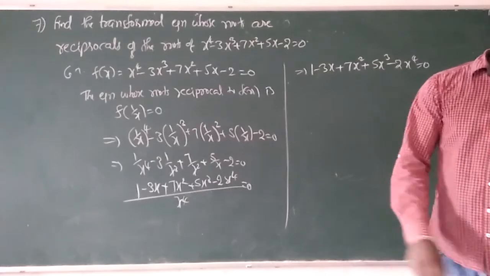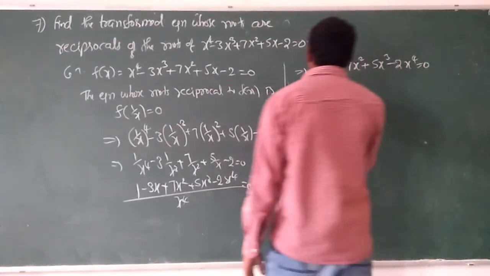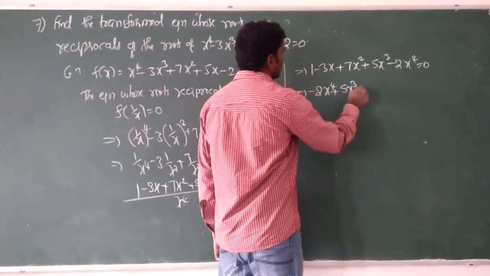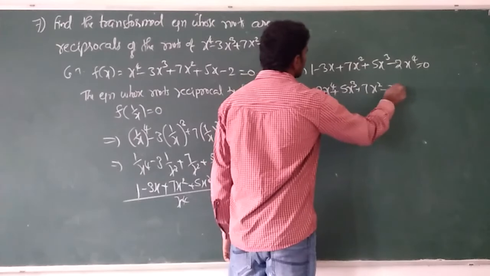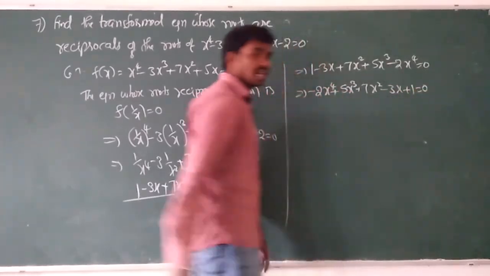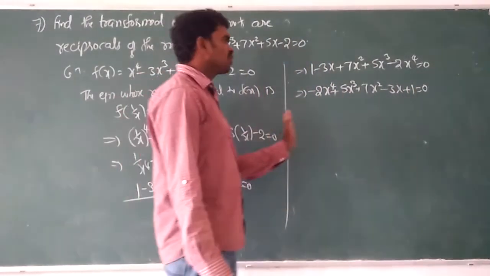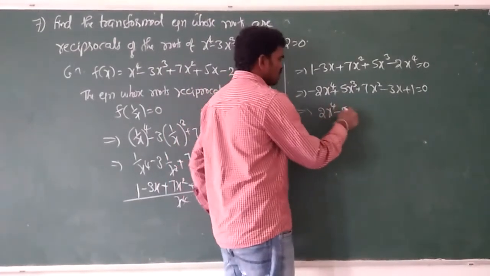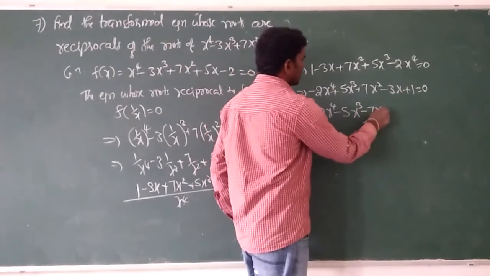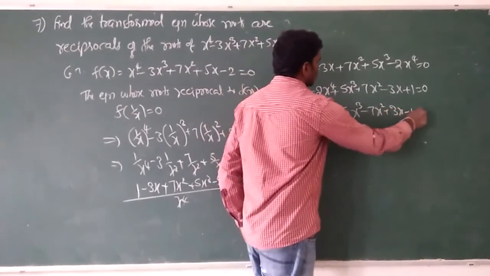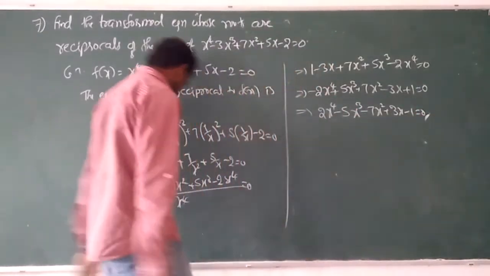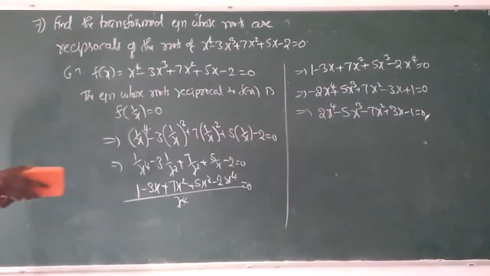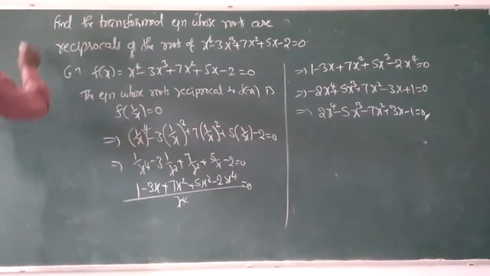So write in order, first write down the x power 4 coefficient: minus 2x power 4, next the x cube term, 5x cube, next the x square term, 7x square, next x, next 1. Generally the first term is negative, so if you multiply by minus, we can express the same equation as 2x power 4 minus 5x cube minus 7x square plus 3x minus 1 equal to 0. That's the answer. Very simple. Reciprocal means just take f of 1 by x. That's it. So next, 8th question.